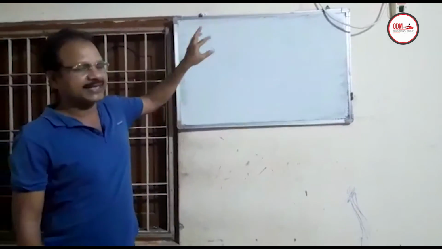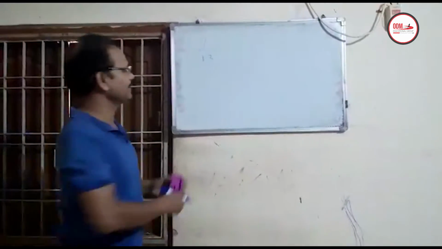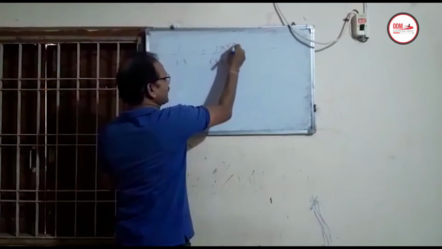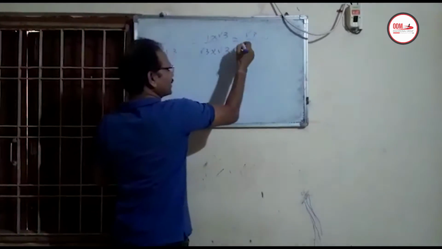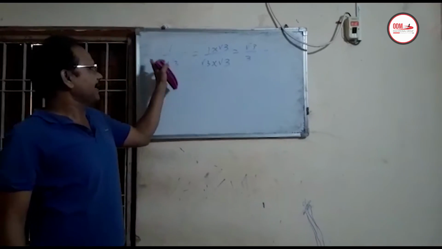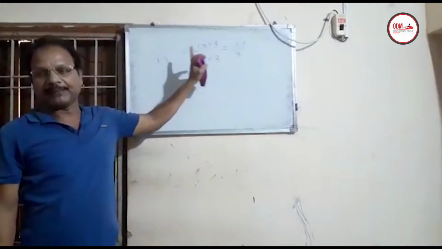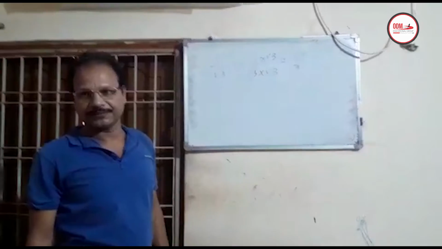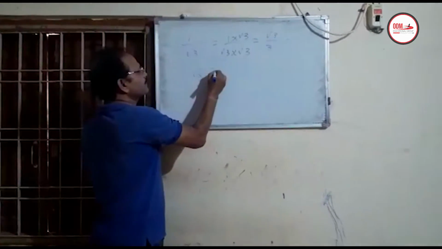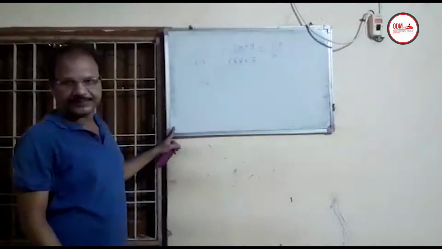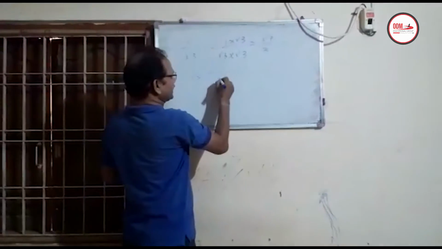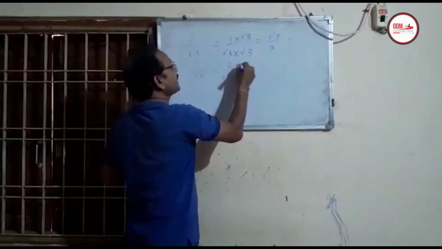For root 3, the rationalizing factor is another root 3. It means 1 by root 3, multiply by root 3 in the denominator, and the same you multiply in the numerator. The result in the denominator is 3, so 3 is rational. In this way we can rationalize a denominator by multiplying by its rationalizing factor. Similarly, suppose I take 2 by root 5. Now rationalize the denominator. It is root 5, and its rationalizing factor is another root 5. So multiply root 5 in the denominator, and the same thing multiply in the numerator.